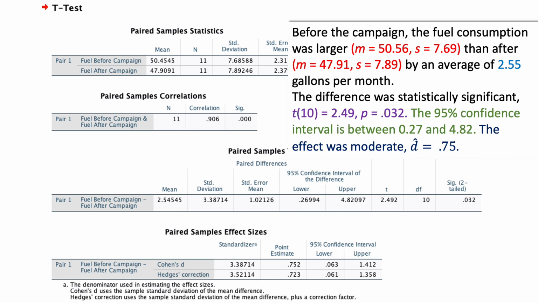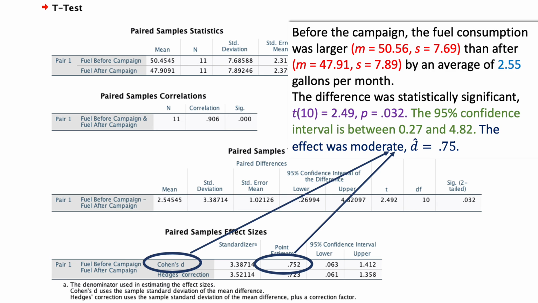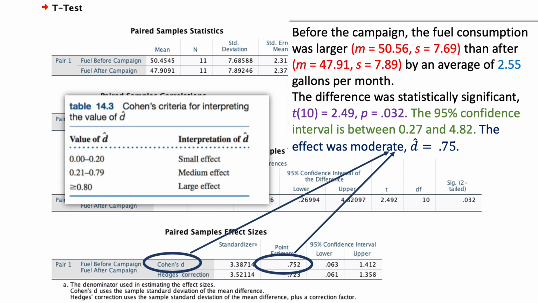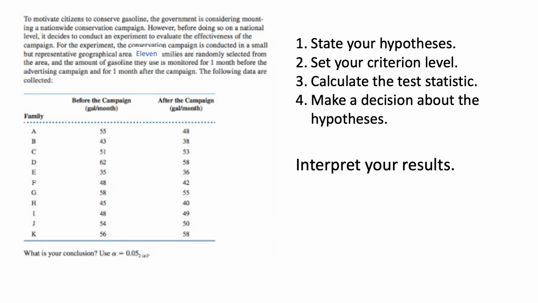And last of all, I'd say that the effect was a moderate one. So using Cohen's d, see the little d hat is equal to 0.75. And I got that information from the rule of thumb chart. So I stated my hypotheses. I set my criterion level. I calculated the test statistic. And then I made a decision about the hypotheses. It's now time to interpret my results.